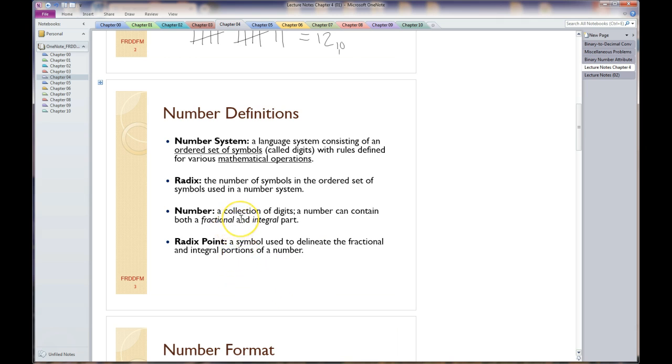So a number is defined as a collection of digits. It can have 2 parts: an integral part and a fractional part. Those parts are divided by a little dot that we generally know as a decimal point because we use decimal, but it's actually a radix point, which is associated with whatever number system you're working with. So the radix point, once again, is used to delineate the fractional and integral portions of the number.